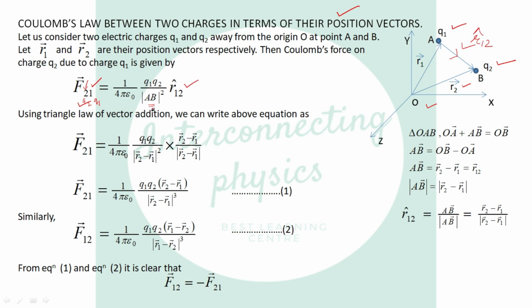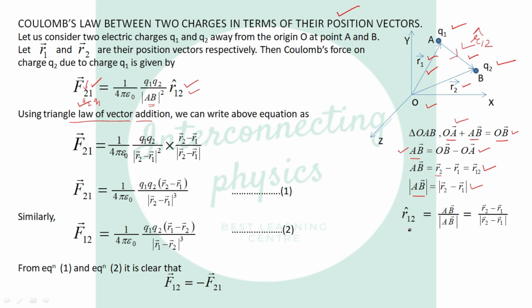So let us find the value of R12 unit vector using the triangle law of vector addition. In triangle OAB, we write OA vector plus AB vector is equal to the opposite vector, that is OB vector. Keep AB vector on the left hand side and take OA vector to the right hand side. Put the value of OB vector minus OA vector. So OB has value R2 vector and OA vector has value R1 vector. So AB vector is equal to R2 minus R1 vector, and AB modulus is equal to R2 minus R1 modulus.